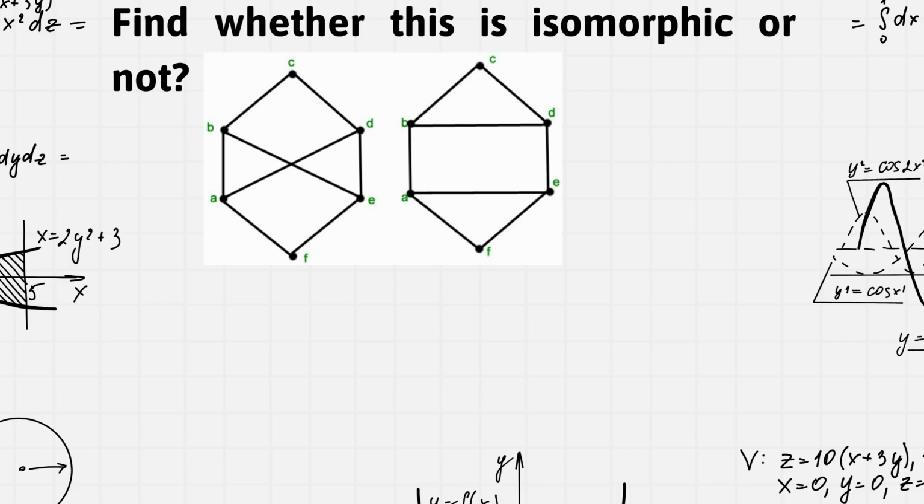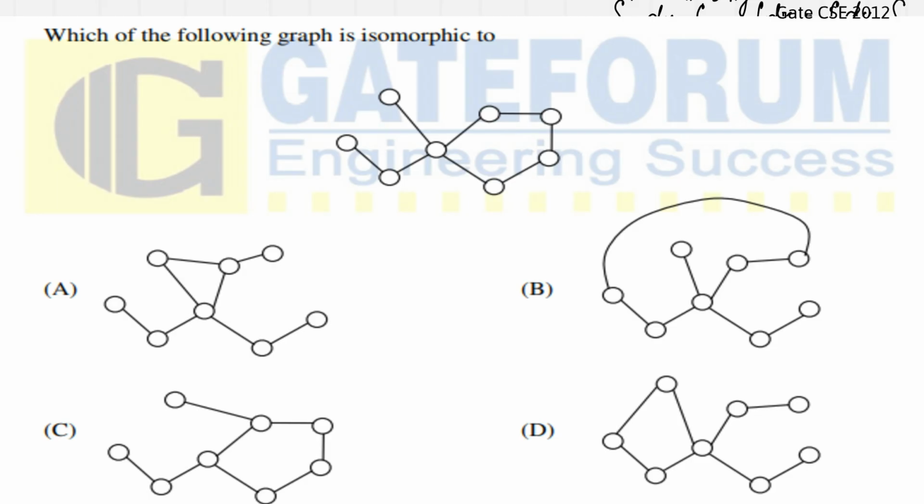For these two graphs, let's examine the degrees. In the left graph, vertices A, C, D, and F have a degree of 2, while B and E have a degree of 4. In the right graph, all vertices have a degree of 2. Since the degree sequences are different, these graphs are not isomorphic. This question is from GATE CSE 2012, testing the fundamentals of graph isomorphism.